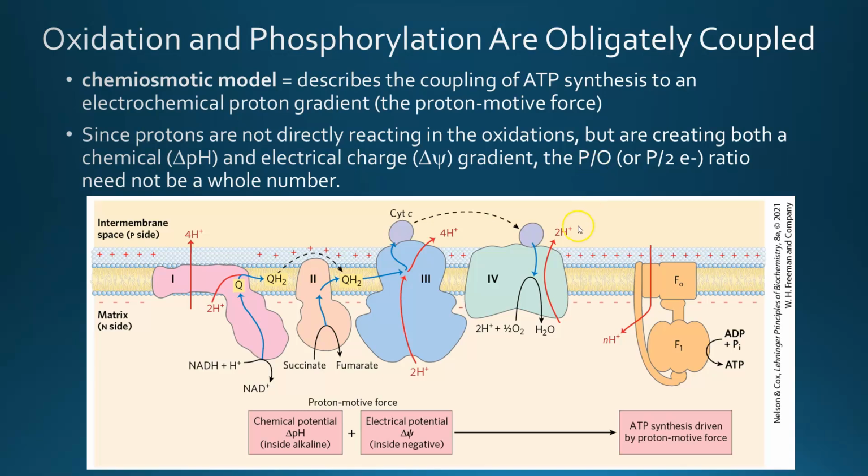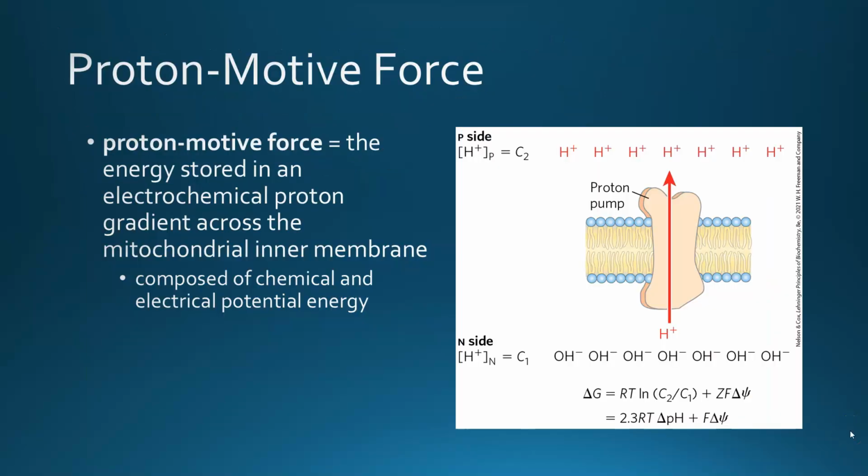That doesn't have to be a whole number because it depends on how many protons are pumped out of the matrix and how many protons it requires to generate an ATP. You can calculate the delta G of that. We won't be doing that in this class, but it can be done.